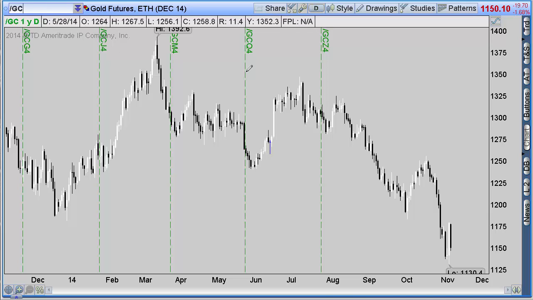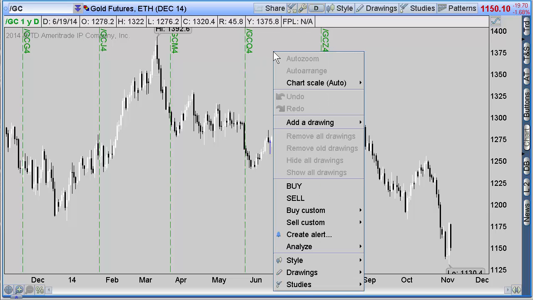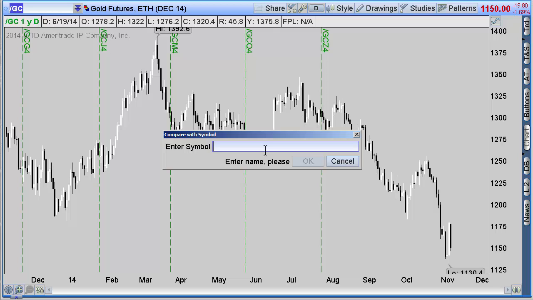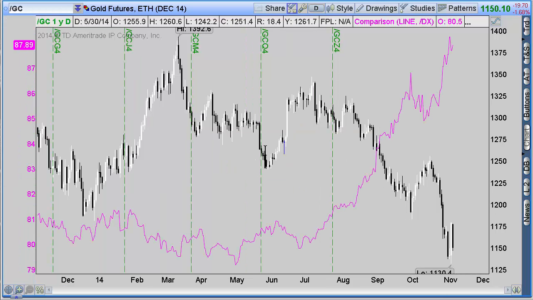Now, another thing that's interesting about this, and you'll have to bear with me as I go through and explain it. This is from Thinkorswim, of course, but if you go down into studies and add a study, at the very bottom you'll have the opportunity to compare this to a symbol. Now I'm going to use a custom symbol and use the futures for the dollar.